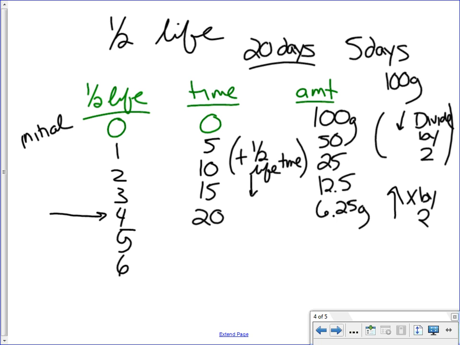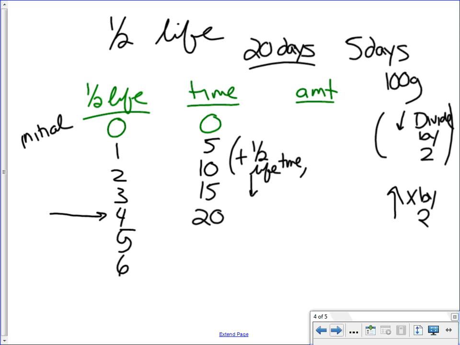If the problem said you initially have 1 gram after 20 days, how much did you start with? You just multiply it by 2 on the way up. So 1 times 2 is 2, 2 times 2 is 4, 4 times 2 is 8. Make sure you include these initial conditions. I have 8 after 1 half-life. So what did I start with? I started with 16. Okay?